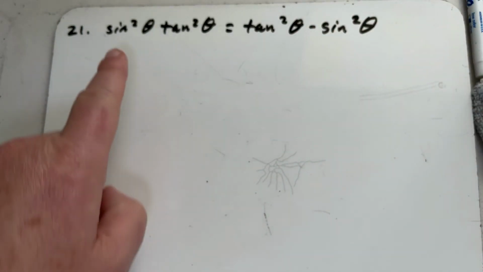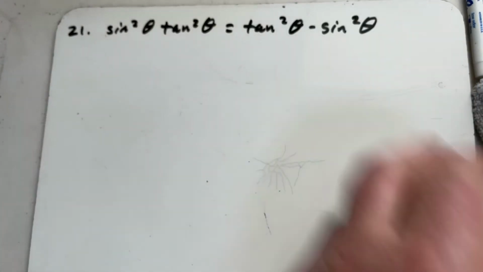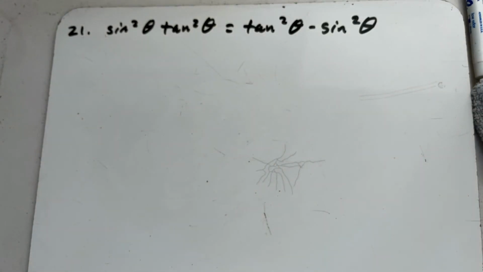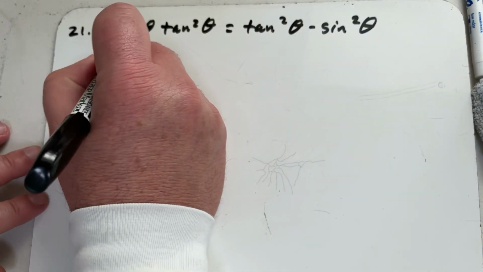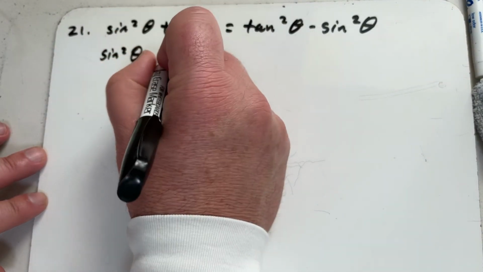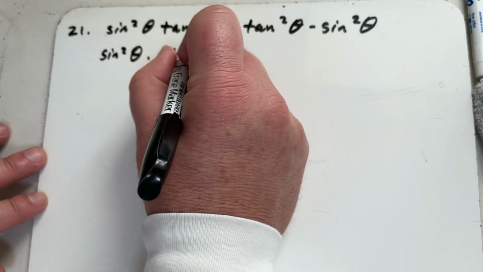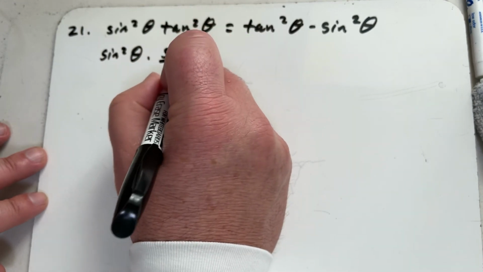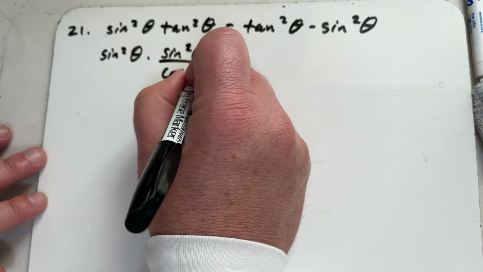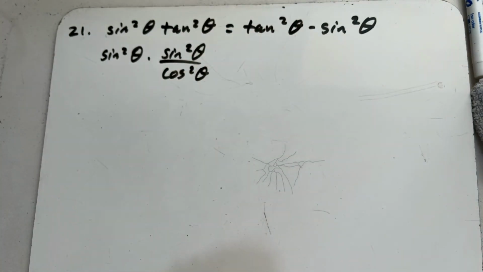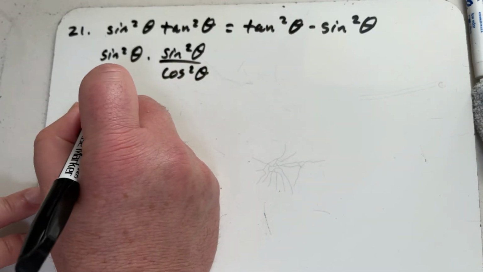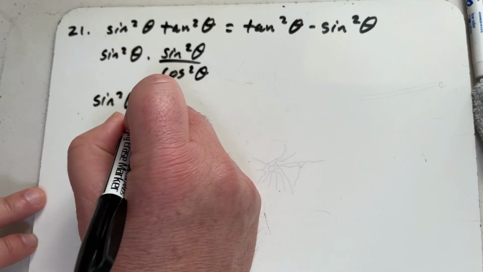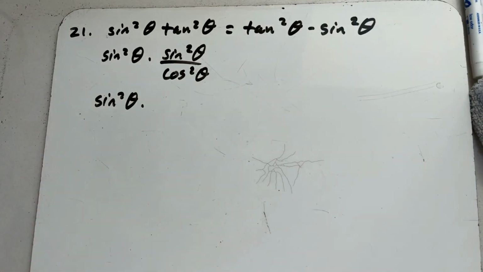Weird, right? We have sine times tangent, and now we have tangent minus sine as our answer. How are we going to do that? Well, like always, let's make this into sine and cosine. This is something you're just going to have to know to do, and I know that's a horrible thing for a math teacher to say, hey, just know how to do this.